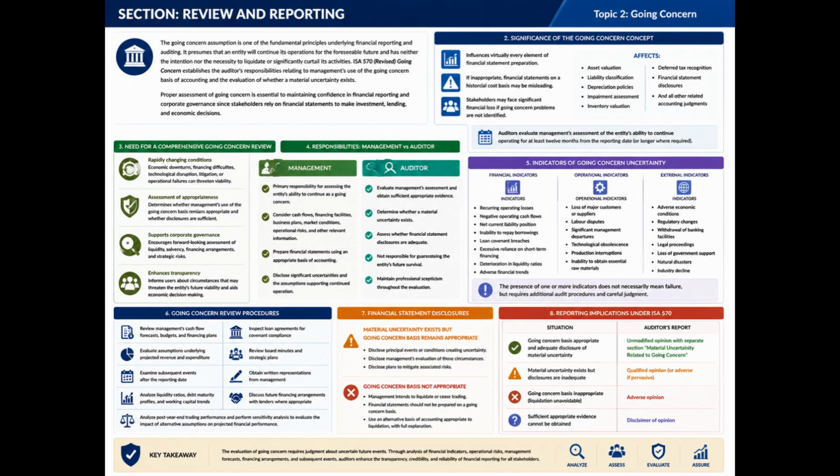The evaluation of going concern represents one of the most judgmental areas of external auditing because it requires assessment of uncertain future events rather than historical transactions alone. Through careful analysis of financial indicators, operational risks, management forecasts, financing arrangements, and subsequent events, auditors provide valuable assurance regarding the appropriateness of the going concern assumption while enhancing the transparency, credibility, and reliability of financial reporting for all stakeholders.